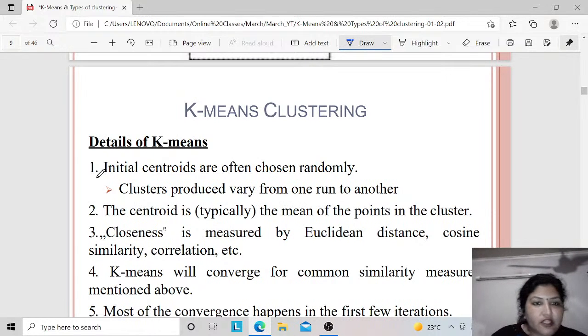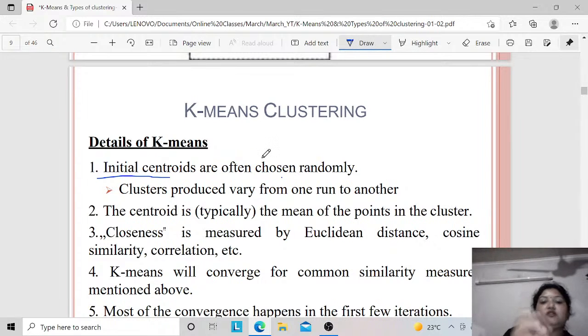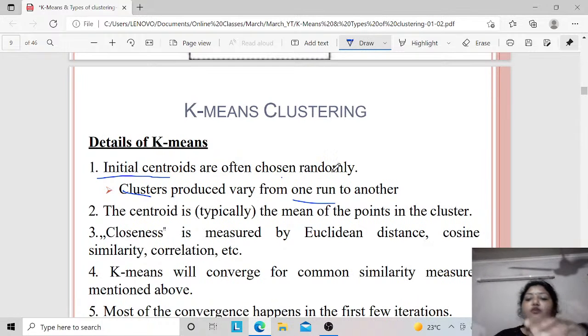The initial centroids are often chosen randomly, because this is the drawback: we don't know from where to start. Clusters produced vary from one run to another. It might be possible that I am using the first two data points as centroids and you are using something else. So it matters, and your output would be different in that case.